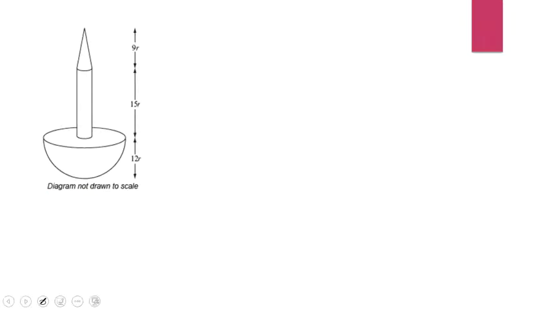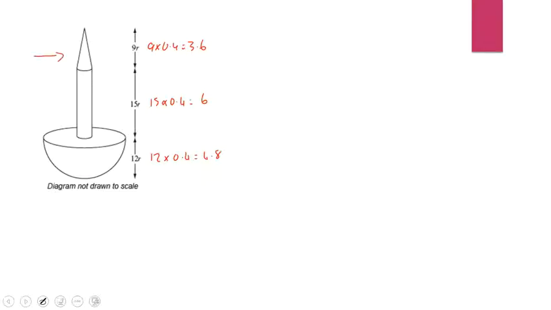So first of all then, let's fill that information in. So 9 times 0.4 here, 3.6. We've got 15 times 0.4 here, so that's 6. We've got 12 times 0.4 here, which is 4.8. Now we need to consider each part separately.